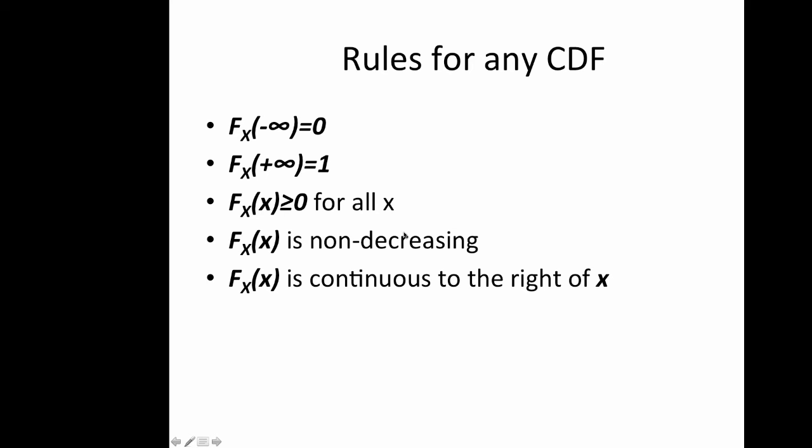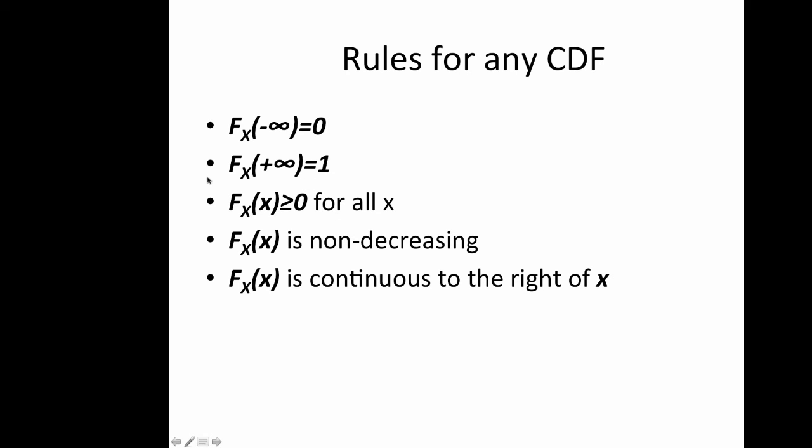Now there are some rules for any CDF. The first one is that at a value of minus infinity, it has to be equal to 0. And at a value of plus infinity, it has to be equal to 1. So the CDFs go from 0 to 1. You can't just make up a function willy-nilly and say it's going to be a CDF. It has to follow these rules, and the first two are what really are going to bound this. We're bounded by 0 on the low side and 1 on the high side.